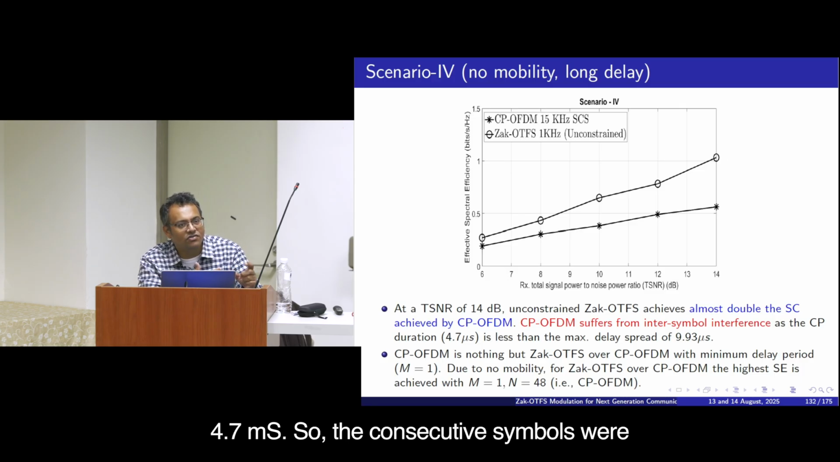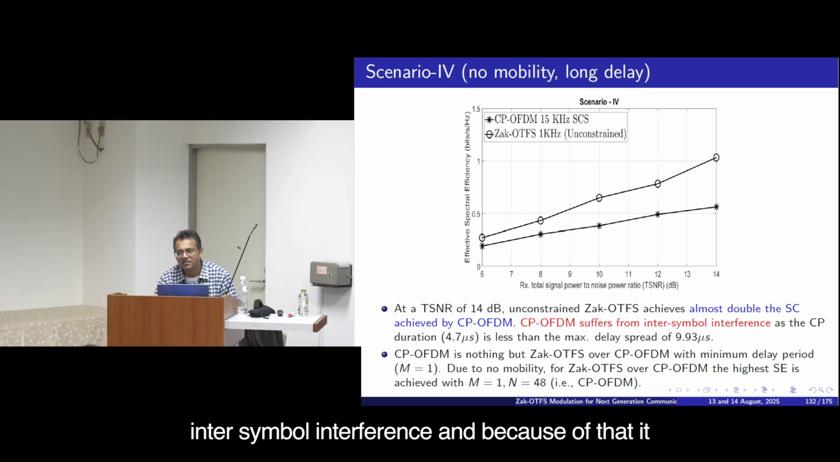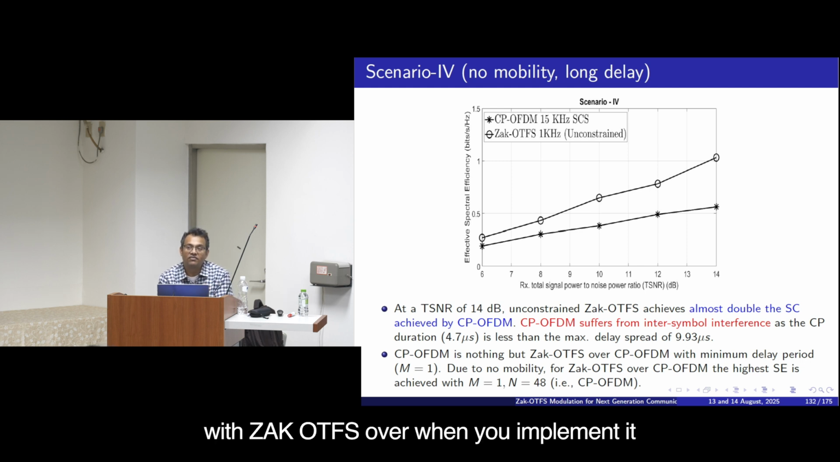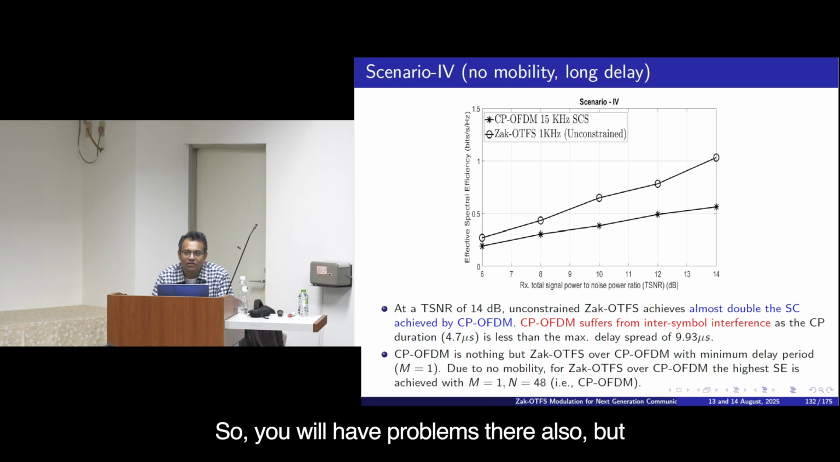So the consecutive symbols were interfering with each other very strongly, inter-symbol interference, and because of that it becomes bad. And the same problem will happen with ZAAC OTFS when you implement it over CP OFDM, because there also you have a CP. So you will have problems there also.